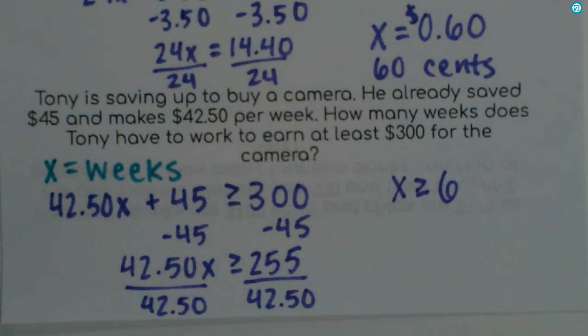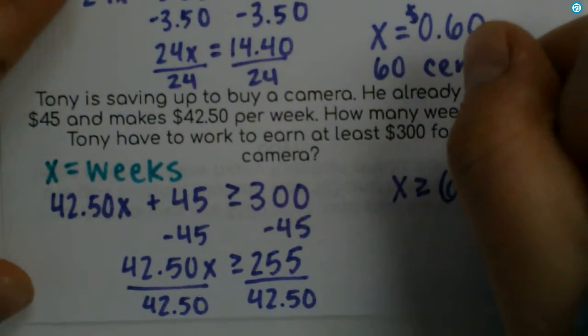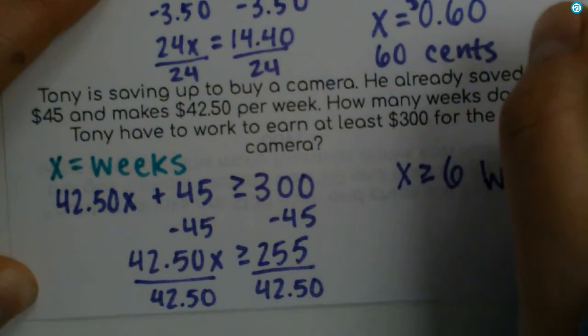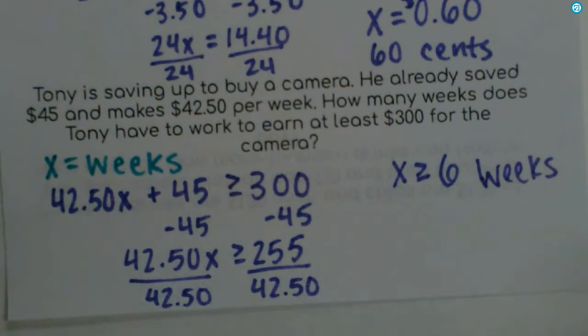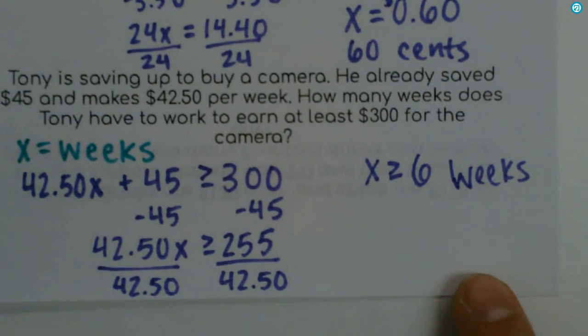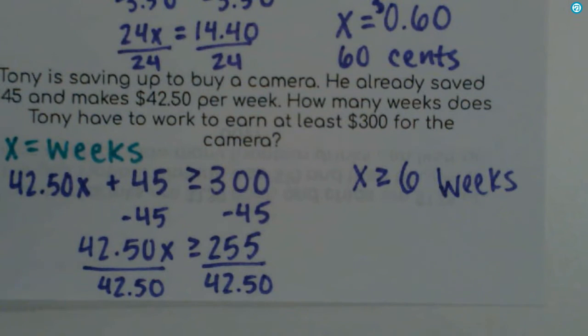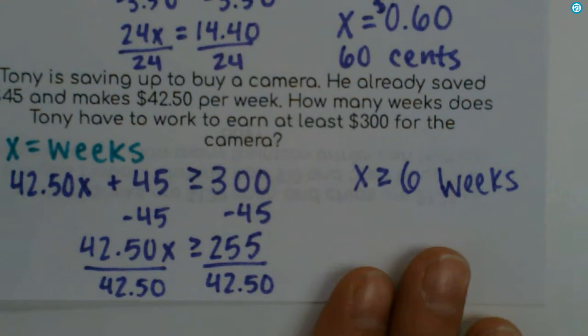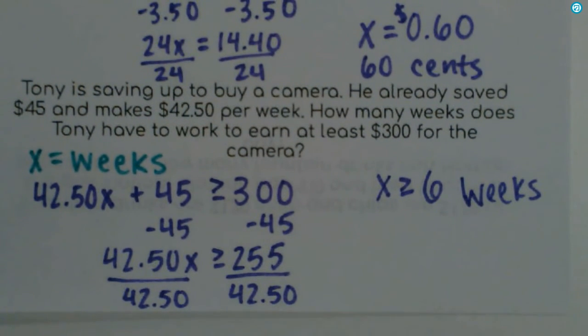So there's a bunch of different ways you could write your answer. You could write x is greater than or equal to 6 weeks, and you could just leave it there. You could write 6 or more weeks. You could write at least 6 weeks. But we want to know that it's not just 6 weeks. It's not exactly 6 weeks. It's at least 6 weeks. Any questions about that one there?